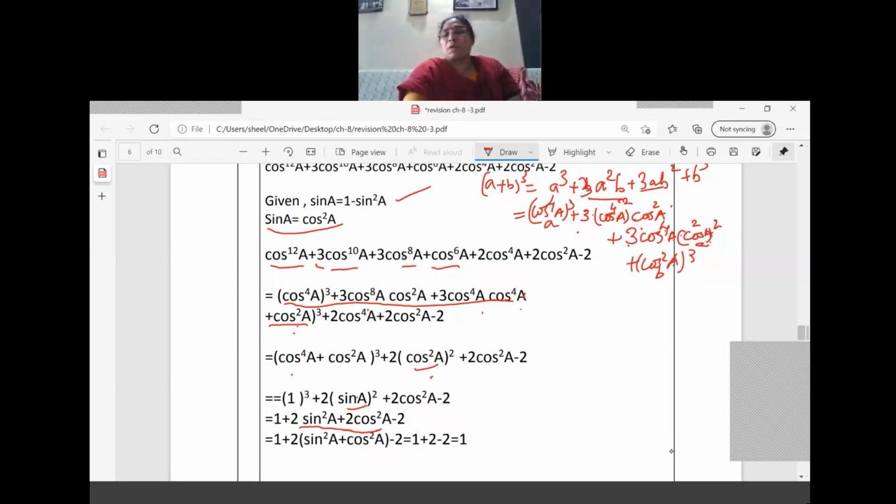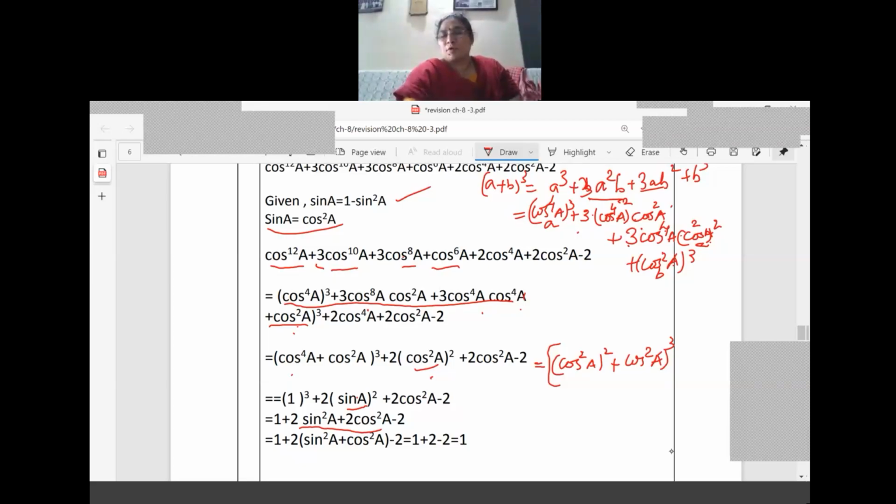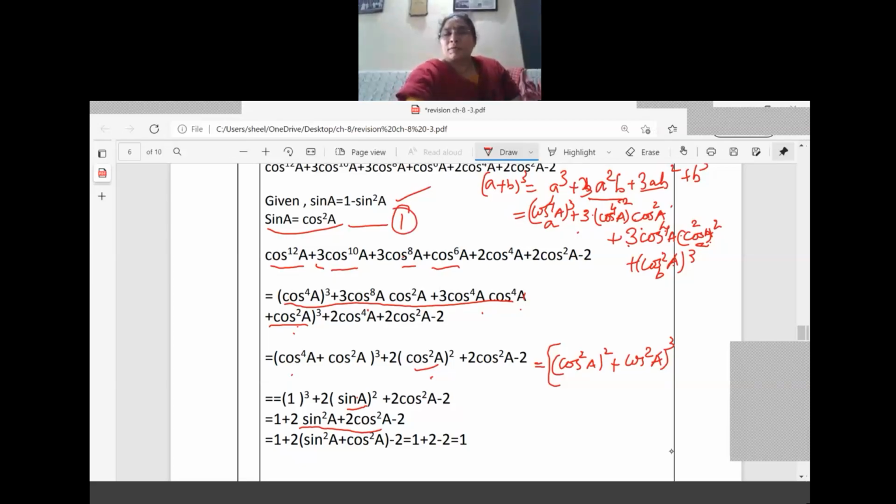Now how is it reached, 1 cube here? Cos raised to 4a. Listen all of you. Cos raised to 4a is cos square a whole square plus cos square a whole cube. How did I get cos square a whole square here? Because it's a power 4 only. But according to this one, what is cos square a? It is sine a only, right? So I can replace this as sine a whole square. That is why here 1 cube we got.